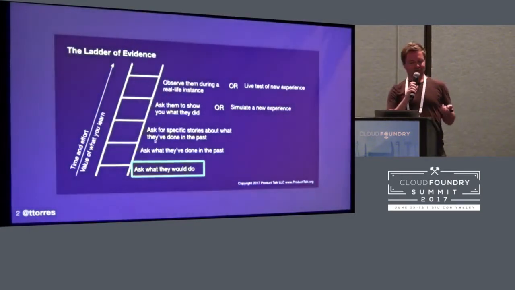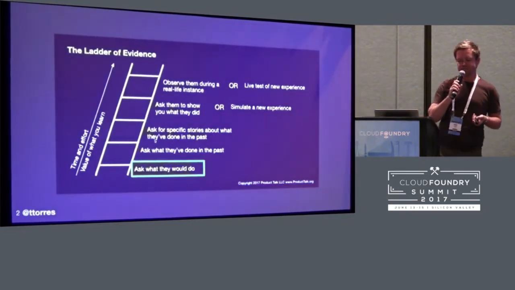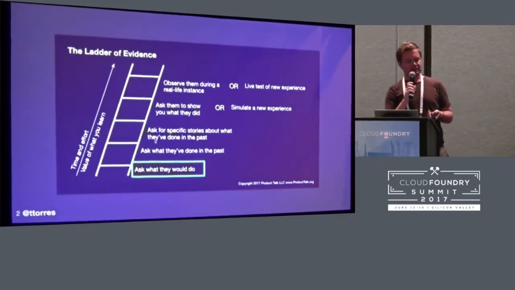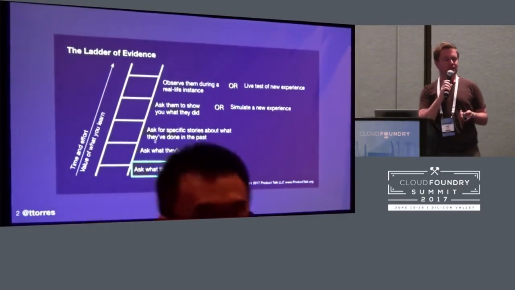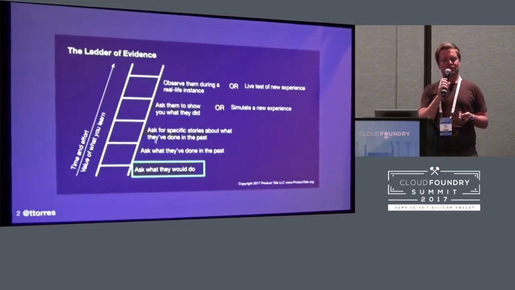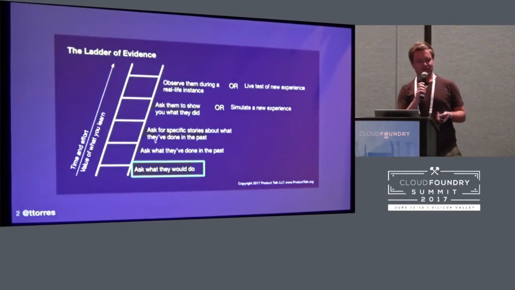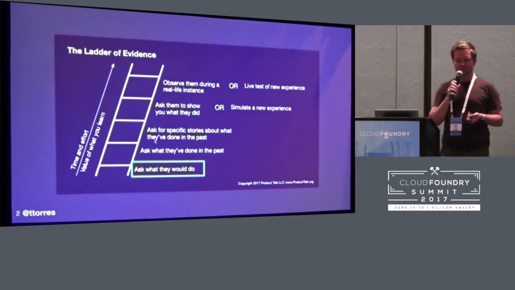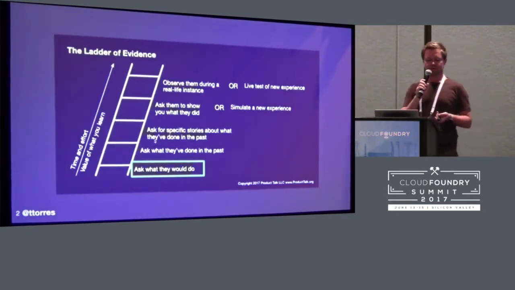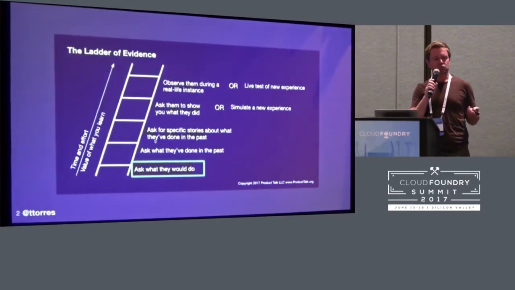So this is a thing that Teresa Torres came up with. You can follow her on Twitter, T Torres. It's called the ladder of evidence, and it's probably one of the best articulated models of when we talk to users, what kind of questions do we ask, right? So at the bottom of the ladder is maybe minimal time investment, but we don't learn as much. So if we just ask people, what do you do, right? How do you solve this problem?